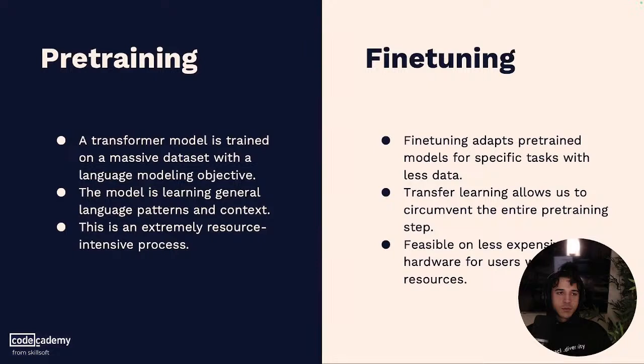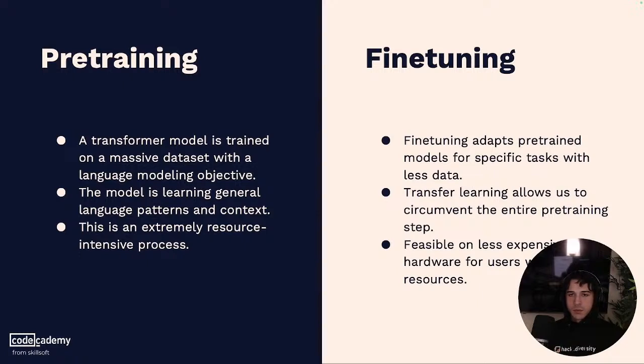The first step in this important two-step training process starts with pre-training. This is when a transformer model is trained on a massive dataset with a language model objective, such as translation, text generation, or summarization. At this step, the model is learning general language patterns and context. However, it's important to note that this stage is an extremely resource-intensive process, requiring significant time, money, and resources to process the sheer amount of input data.